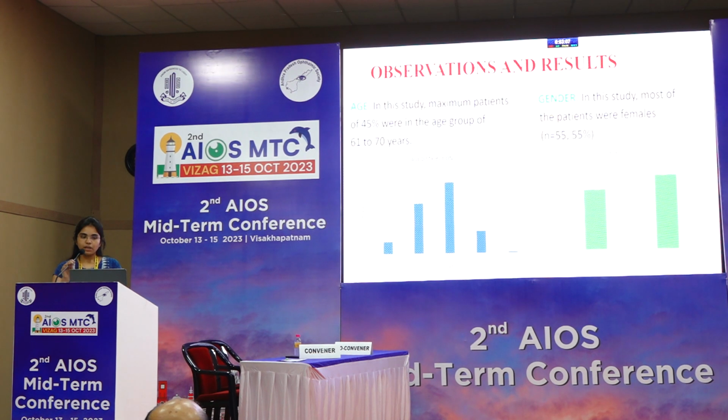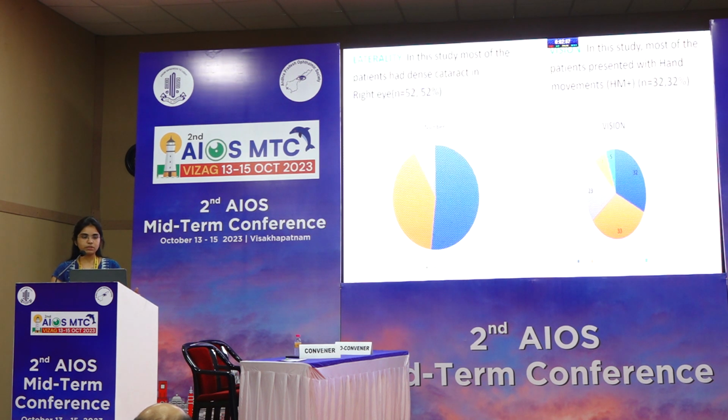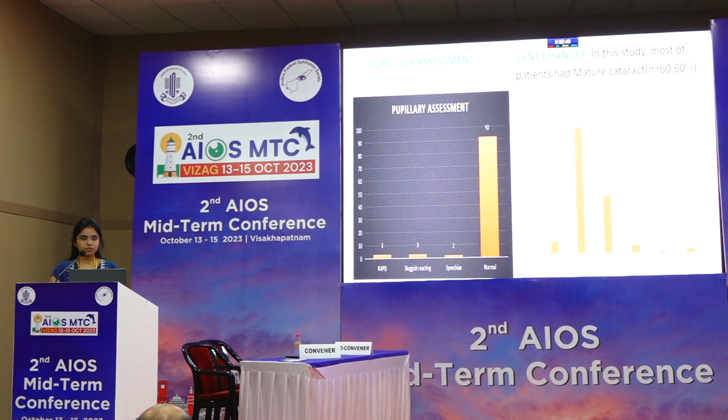Observations and results. Age: in this study, most of the patients, 45%, were in the age group of 61 to 70 years, and most of the patients were females, contributing to 55%. Laterality: most of the patients had dense cataract in the right eye, 52%. Vision: most of them presented with a vision of hand movements, followed by perception of light, then counting fingers close to face, counting fingers 1 meter, and the least was counting fingers 2 meters.